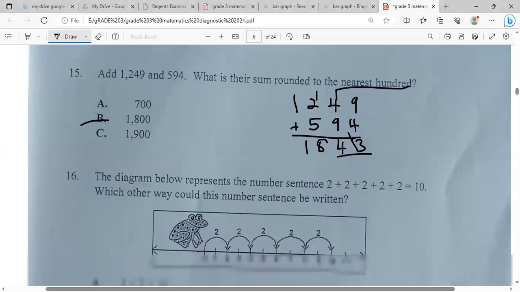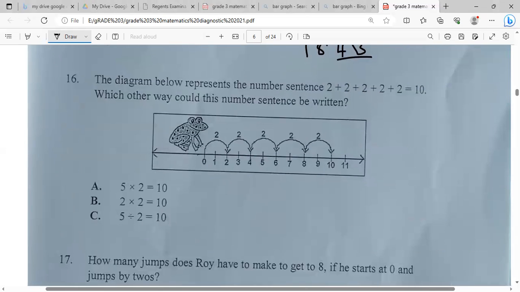Number 16 says, the diagram below represents the number sentence 2 plus 2 plus 2 plus 2 plus 2 equals 10. Which other way could the sentence be written? All right, and here we have 5 times 2. Yes, it could be written as 5 times 2 because multiplication is repeat addition. So this would be correct.